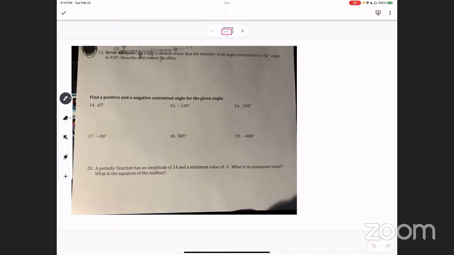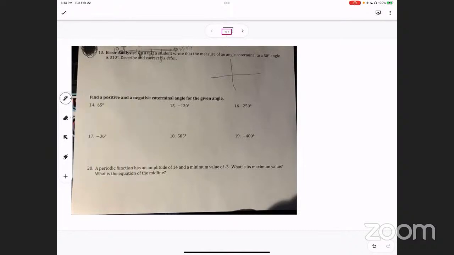What am I, some sort of a sage? Am I going to be able to read the person's mind? This person was just an idiot. That's all there is to it. All right. Coterminal to a 50-degree angle. So what they did, let's see. What's 310? Where's 310 going to be?